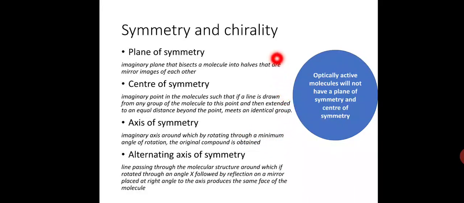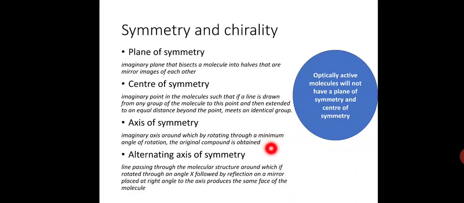We all know a plane of symmetry is an imaginary plane that bisects a molecule into halves that are mirror images of each other. And a center of symmetry is an imaginary point in the molecule such that if a line is drawn from any group of the molecule to this point and then extended to an equal distance beyond the point, it meets an identical group. This is the center of symmetry.